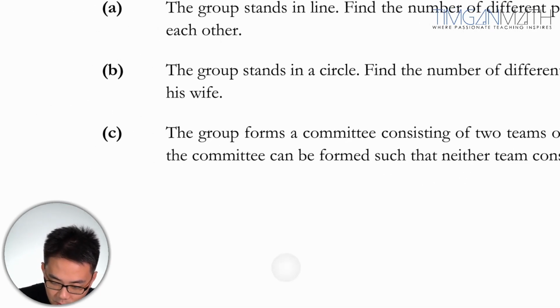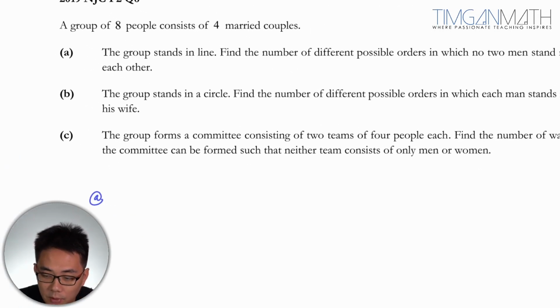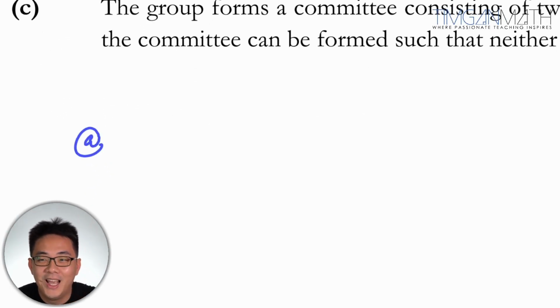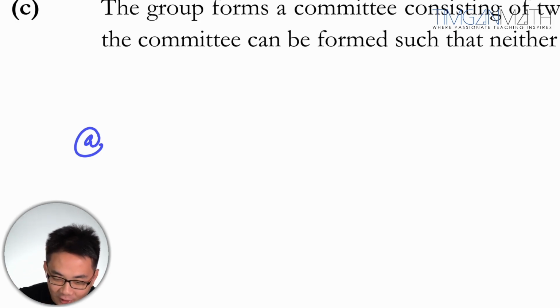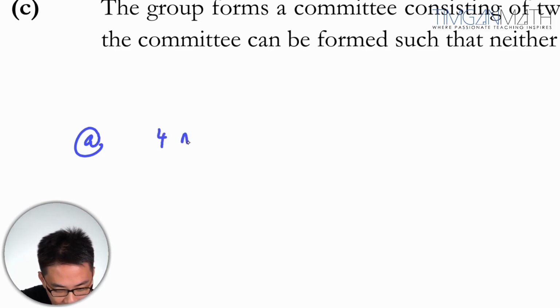So for the first part, it's pretty okay. They stand in line, 4 married couples. You do not want any men to stand next to each other, meaning you need to separate the men. So just assume that each married couple is 4 men and 4 women, okay? We are just going to be conservative here. We're a generally very conservative society in Singapore. So just assume that 4 married couples are 4 men and 4 women.